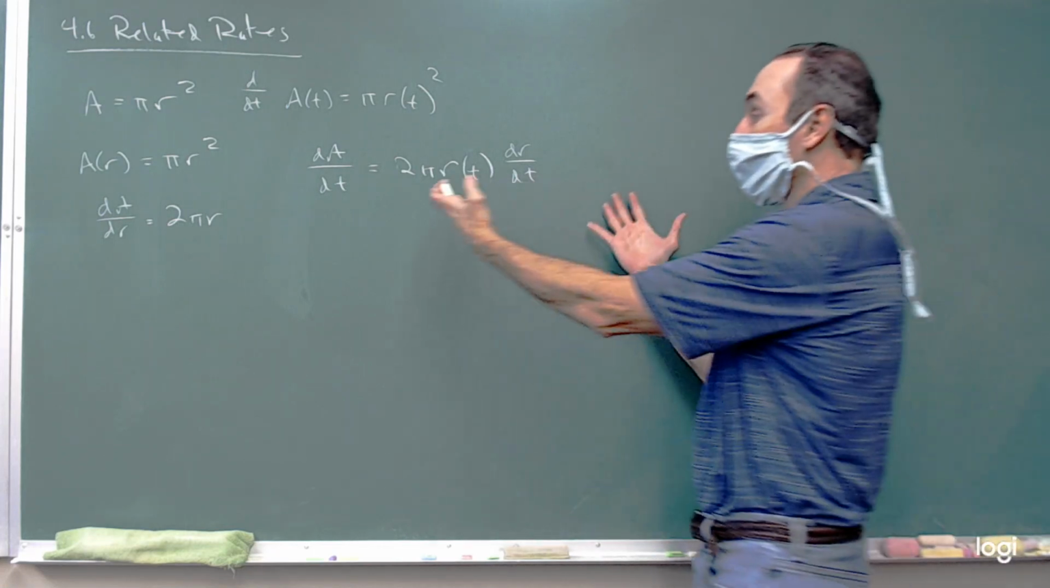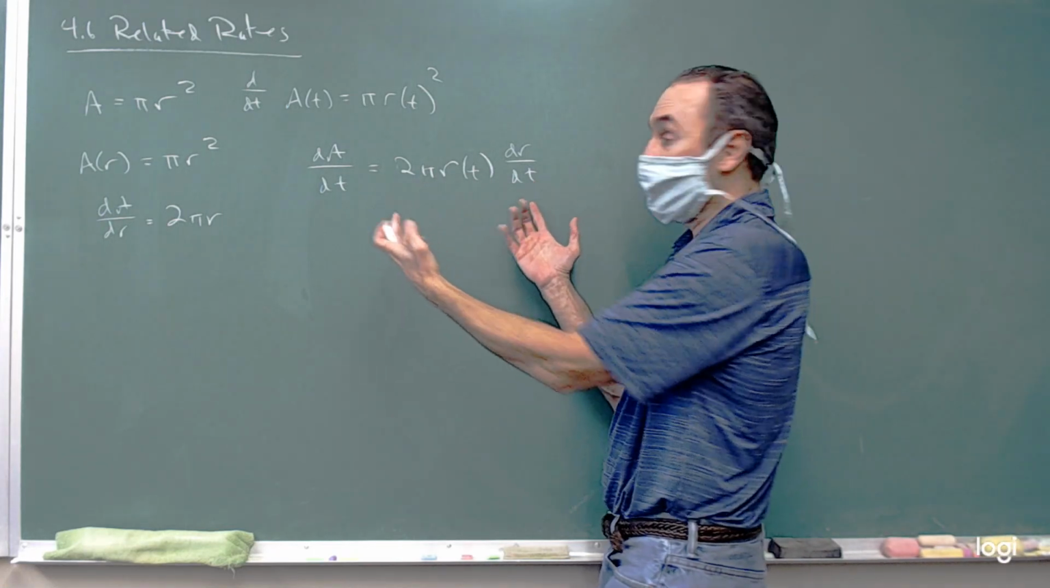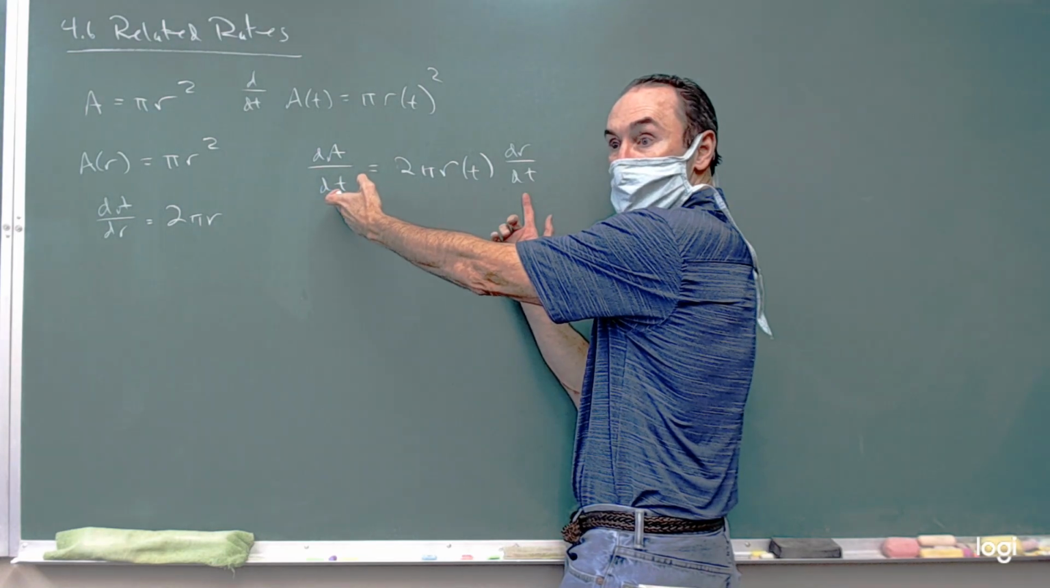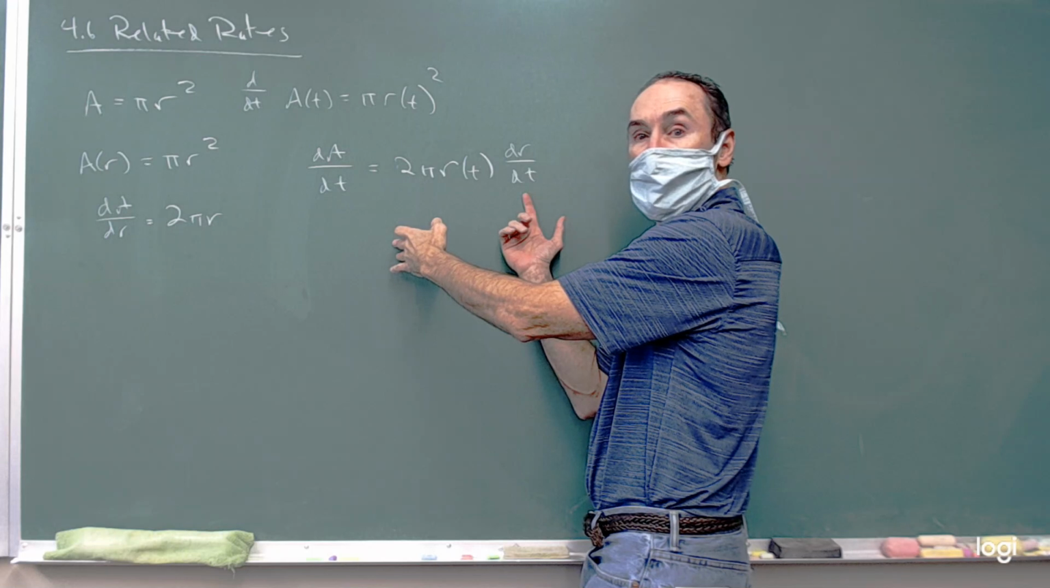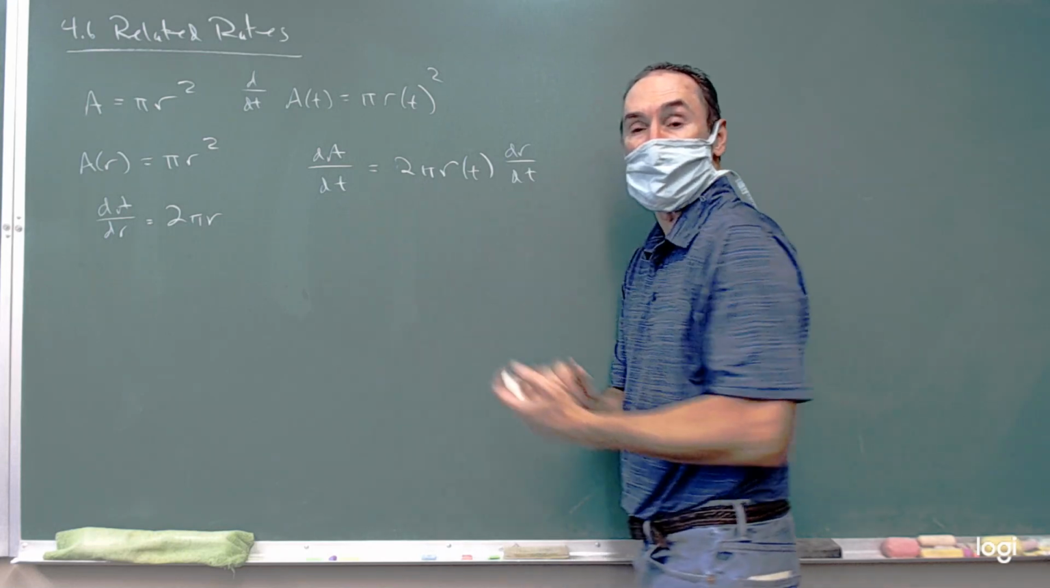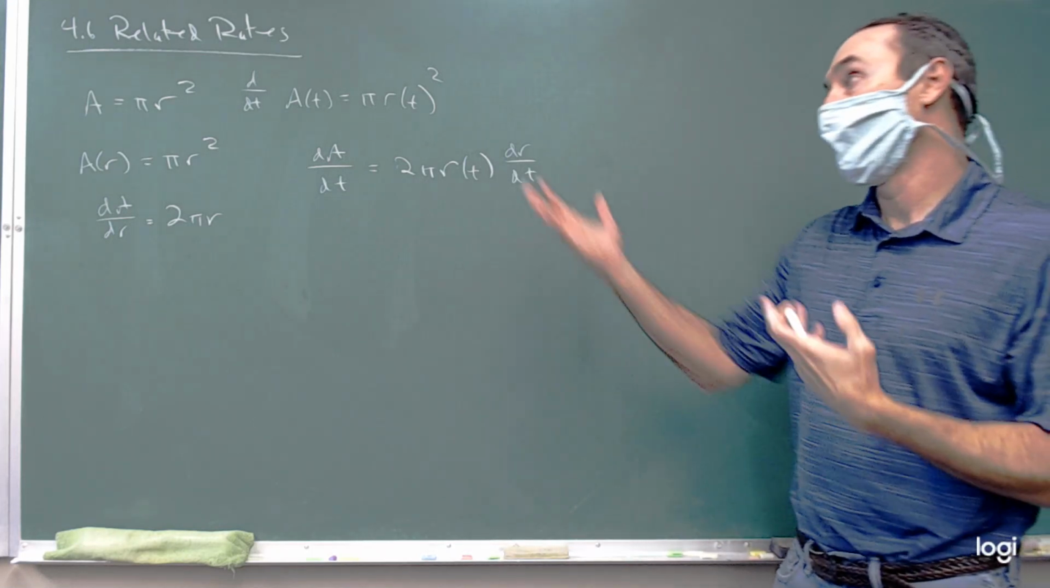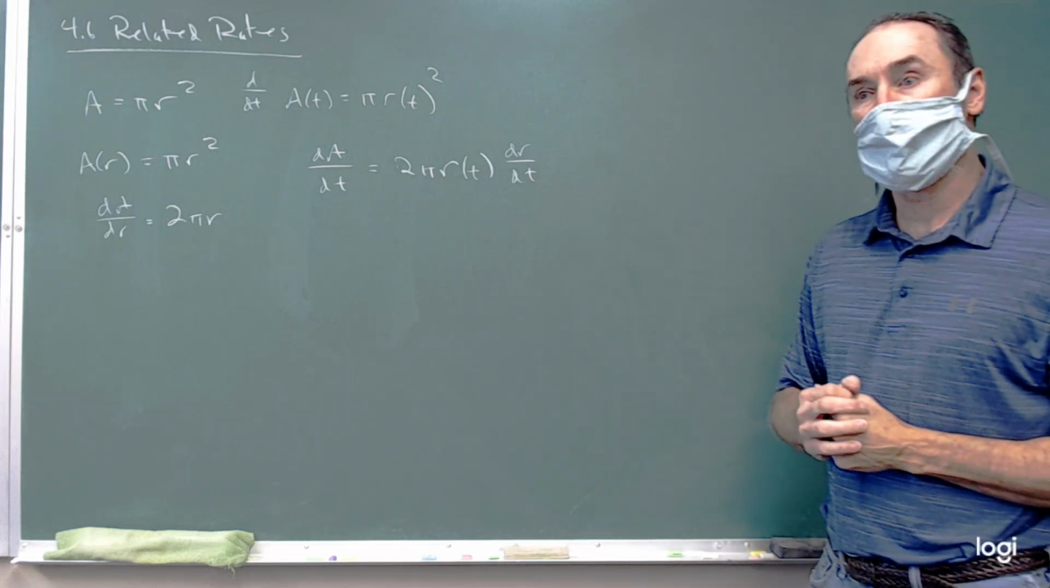So you get related rates. You have two rates of change that are related to each other in this same equation. So two different rates of change in one equation, and that's where the name related rates comes from.